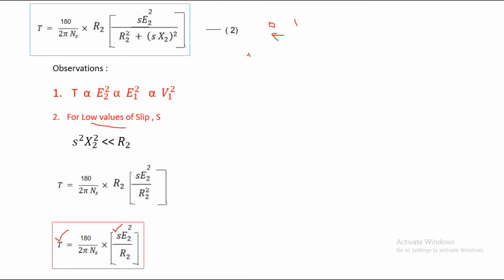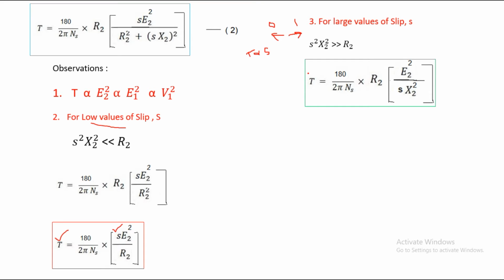So torque is directly proportional to slip. And the second case would be for large values of slip. It means the slip is approaching 1, and for that condition the torque is inversely proportional to slip.